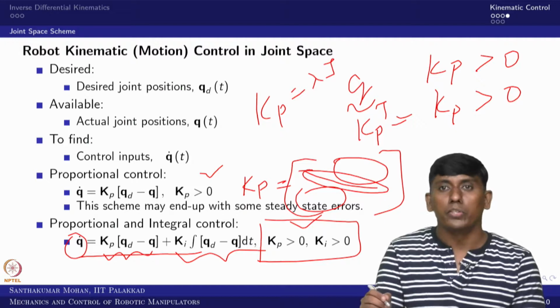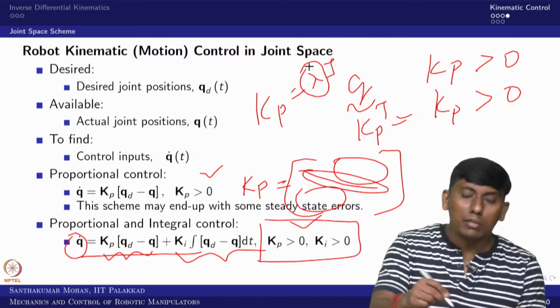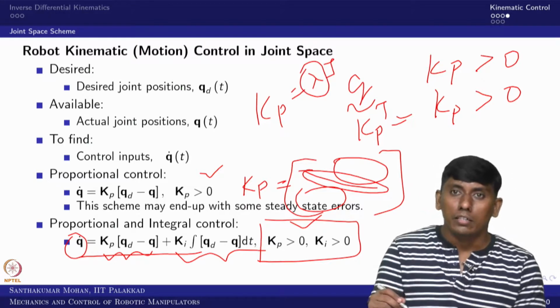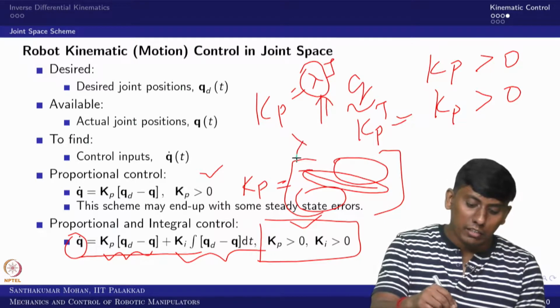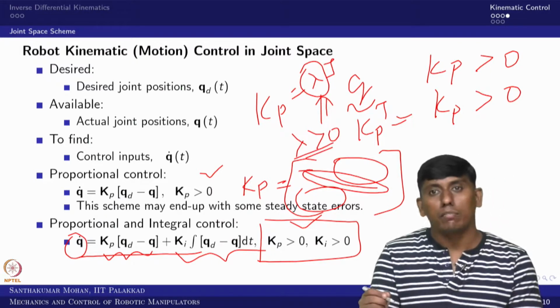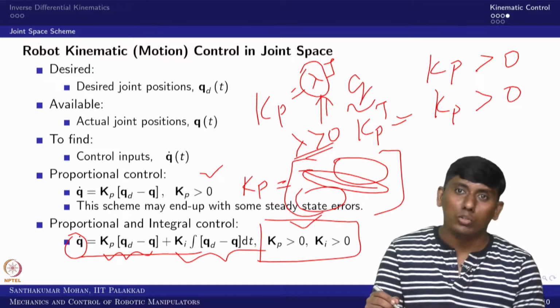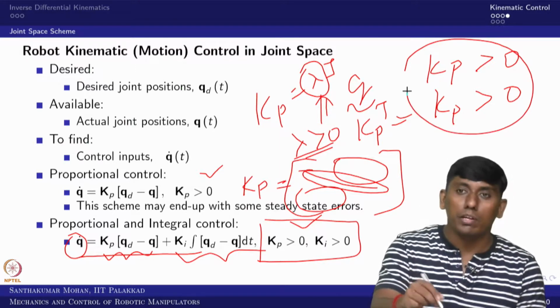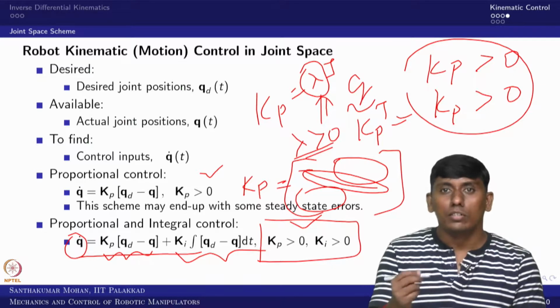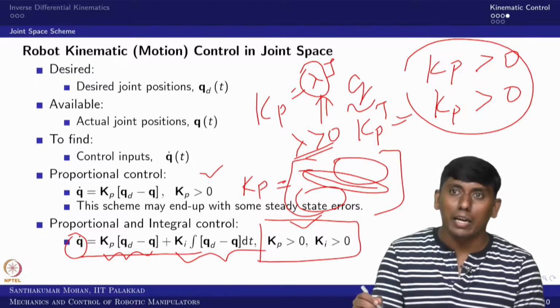So this is also possible. So this lambda is a positive constant, provided this is a positive constant, then this control will work very well. But the steady state error may vary based on the lambda choice or based on the positive definite matrix. Okay. So this is what we can see as the kinematic level control.